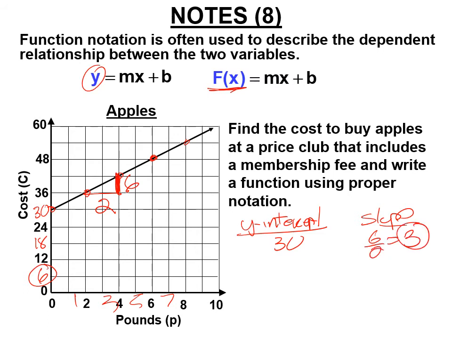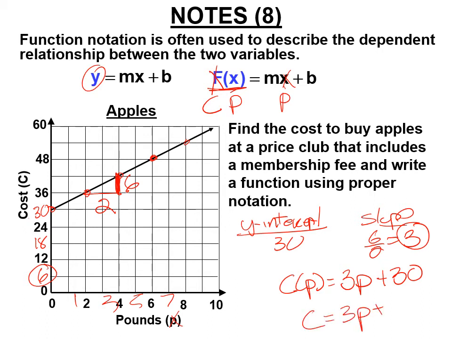Okay, so now we're going to replace F with C, okay? And we're going to replace X with P, okay? And what you write is C of P equals 3P, there's our slope, plus 30. So what's the difference from the last screen, right? The last screen we wrote C equals 3P plus 30.